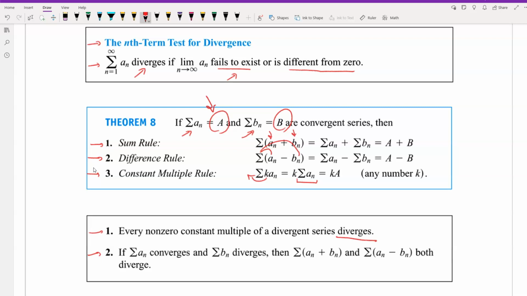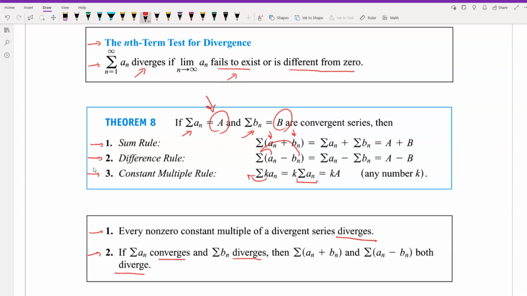And here, if the sum of a sub n converges and the sum of b sub n diverges, then the sum of a sub n plus b sub n and the sum of a sub n minus b sub n would diverge.